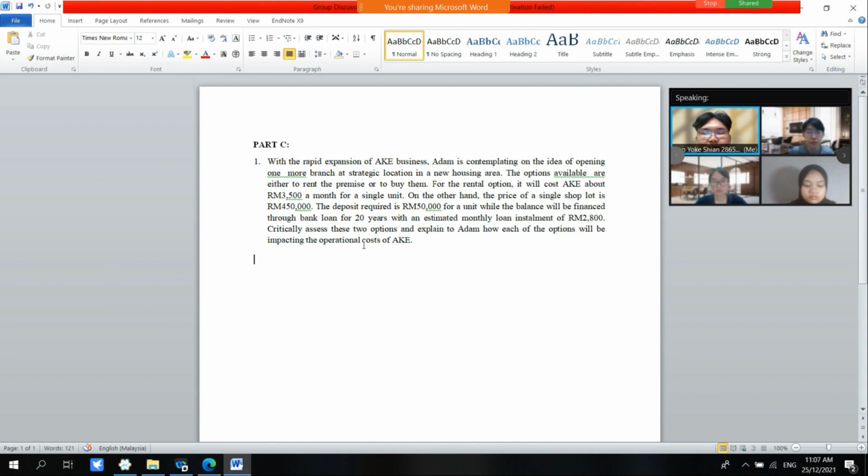Critically assess these two options and explain to Adam how each of the options will be impacting the operational cost of AKE. So there are two options available to Adam. The first option will be the rental option for 20 years.